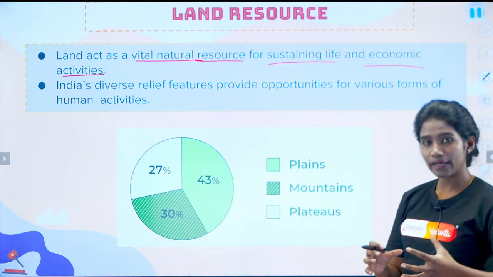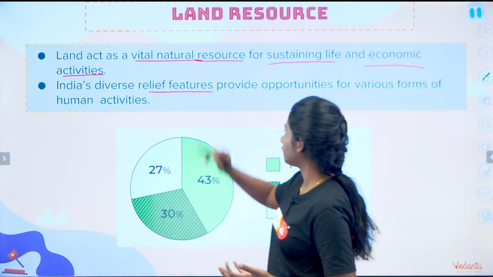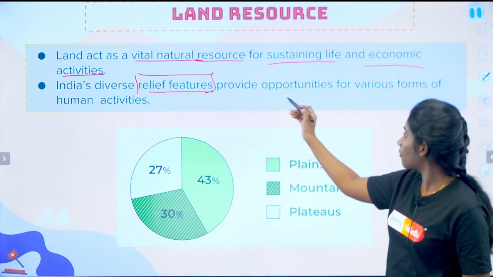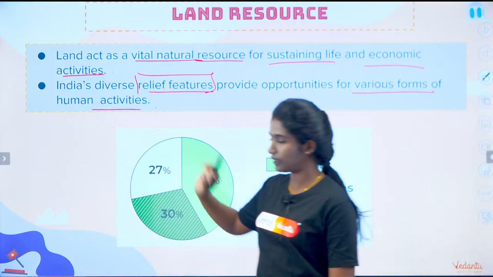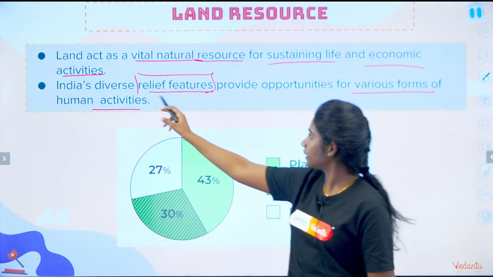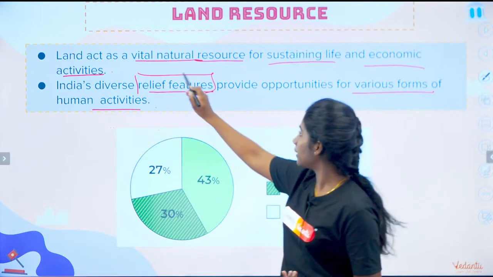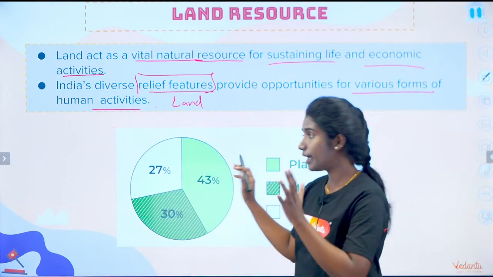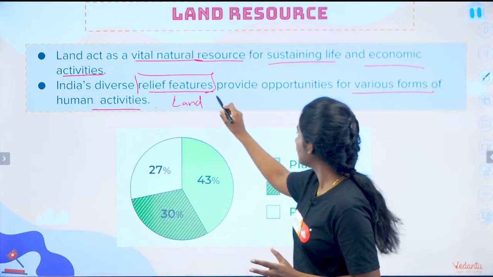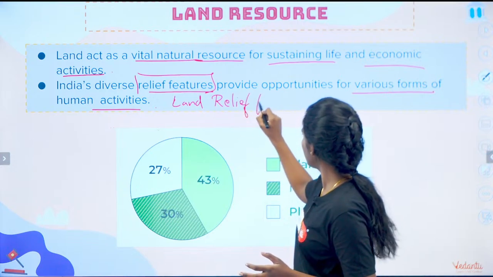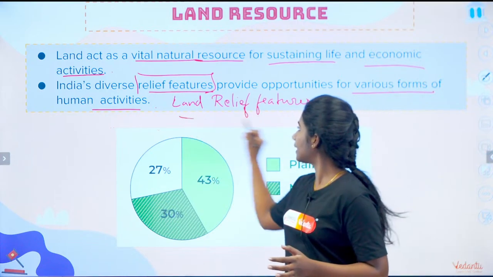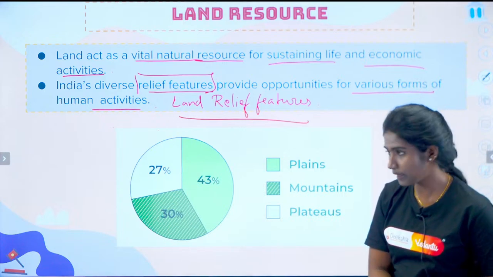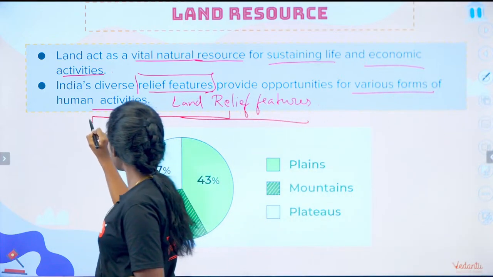Okay, so India has got a diverse relief feature. These diverse relief features provide opportunity for various forms of human activities. Okay, fine. Now there is a term called relief feature. What is meant by relief feature? Let me write down here. It says that India has got diverse land relief features. What is meant by land relief feature? Can anyone guess what this relief feature is talking about?